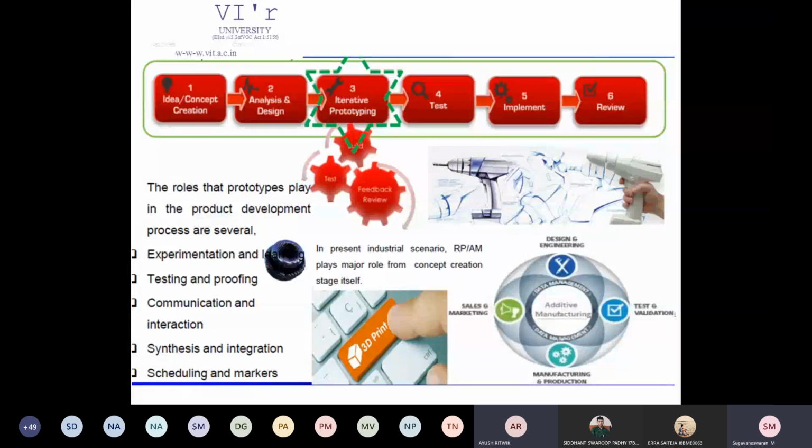To know about additive manufacturing, let us start first with the prototyping process. The prototyping process is one of the critical stages in product development, right? So forget about rapid manufacturing and additive manufacturing. Let us understand what is prototyping.